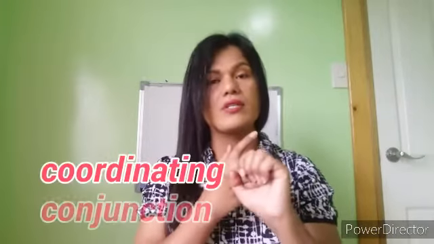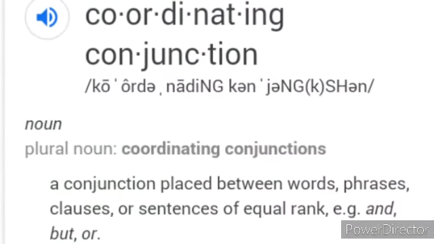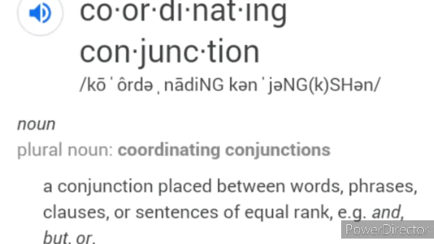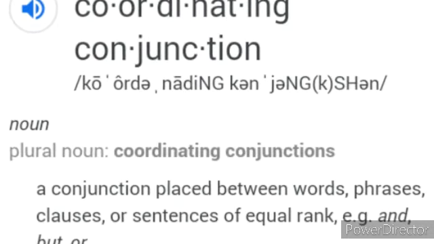So for today is another English tutorial video, and we're focusing more on grammar. Today's topic is all about conjunctions. As we all know, there are three kinds of conjunctions: the correlative conjunctions, subordinating conjunctions, and coordinating conjunctions. But for today, we're just going to talk about coordinating conjunctions. And what are these coordinating conjunctions? A conjunction placed between words, phrases, clauses, or sentences of equal rank.